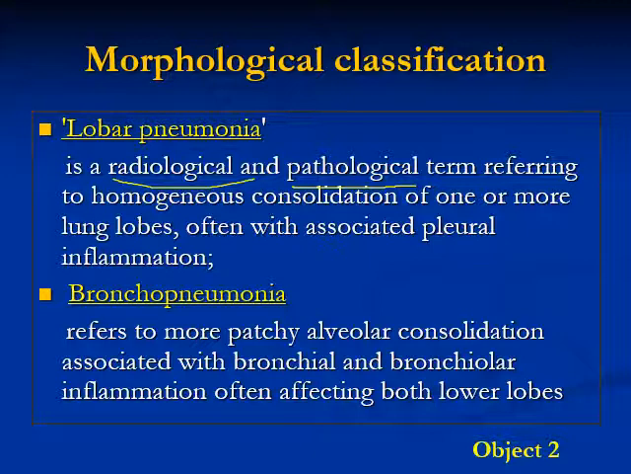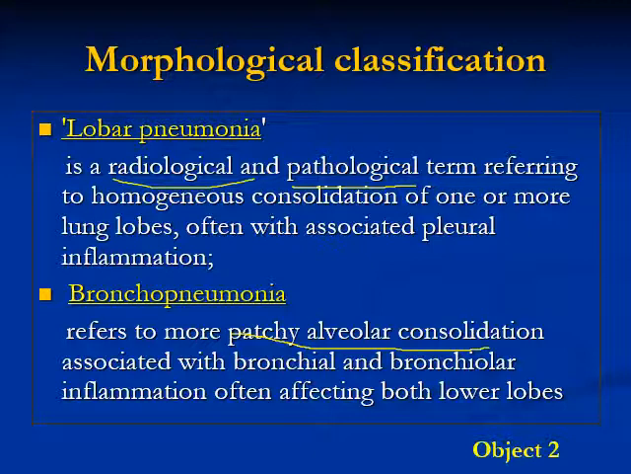Bronchopneumonia affects the alveoli and the bronchi. So it is patchy alveolar consolidation associated with bronchial inflammation, often affecting both lower lobes. Lobar pneumonia affects one lobe or more than one lobe of the lung, associated with pleural inflammation. Usually this is caused by pneumococcal pneumonia, or sometimes by others like Klebsiella pneumonia.